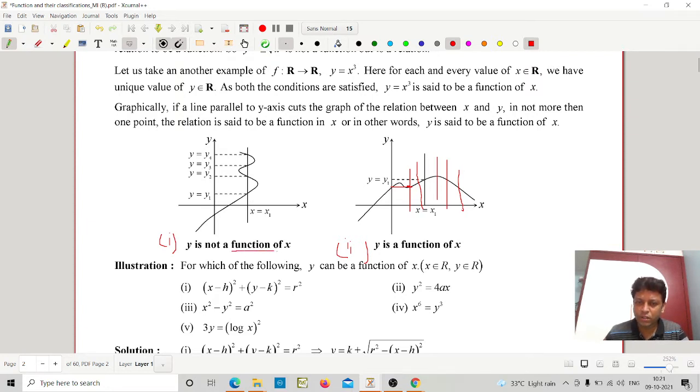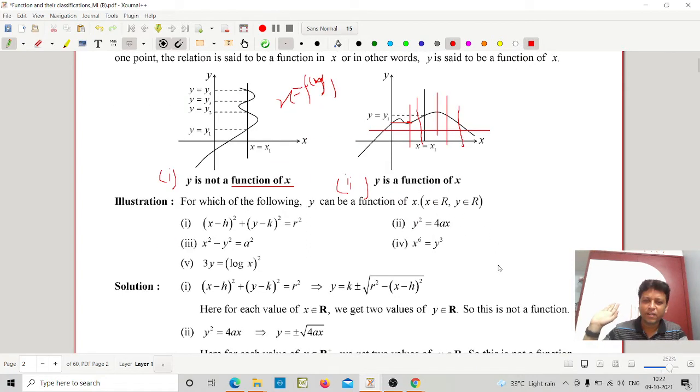Sir, but in the first diagram, x is a function of y. Correct. We can write x is a function of y. Why? Because if you draw horizontal lines, that will cut the graph at exactly one point. But in the other case, this is not a function of y, because on a horizontal line x has various values.